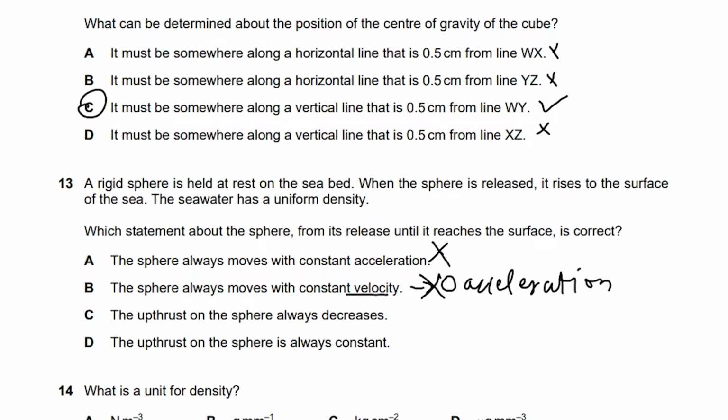Option C, the upthrust on the sphere always decreases. So upthrust is equal to F is equal to rho g V. Density multiplied by acceleration due to free fall, g, multiplied by volume, and the upthrust does not decrease. It is always constant because the seawater has a uniform density, so it does not decrease. The upthrust on the sphere is always constant. Yes, D is the correct answer. Okay.